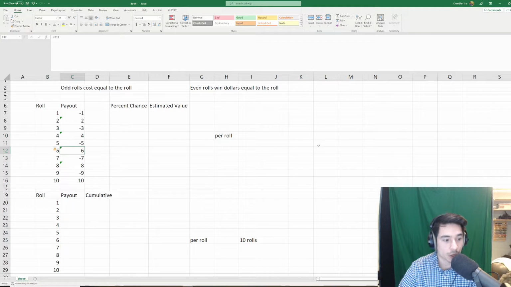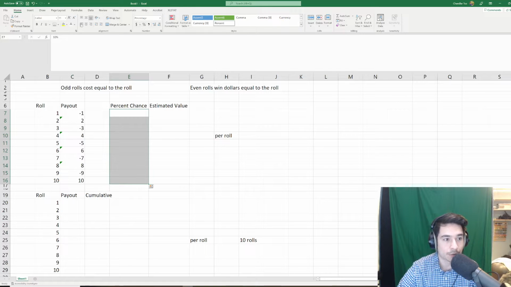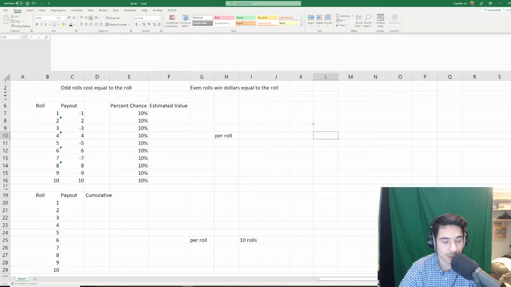All right. So we already know what's the chance of rolling each side, right? It's 10% for each one. You have a 10% chance of rolling a 10, a 10% chance of rolling a 9, so on and so forth, right? An equal number of chances to roll all of these, right?